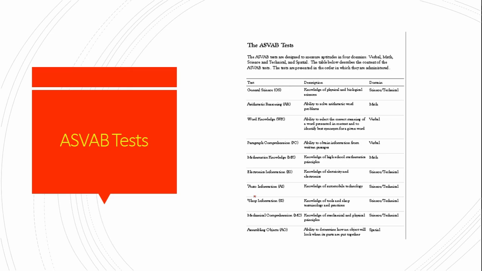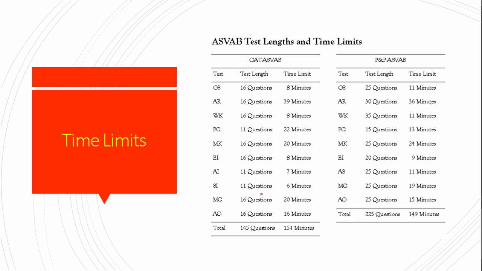The ASVAB, as you can see here, is broken down into 10 subtests, including general science, word knowledge, and so on. What's more, you're given a different amount of time to complete each subtest. For example, to complete the arithmetic reasoning section of the test, you're given 39 minutes to do 16 questions, whereas the other times vary for all the other sections.